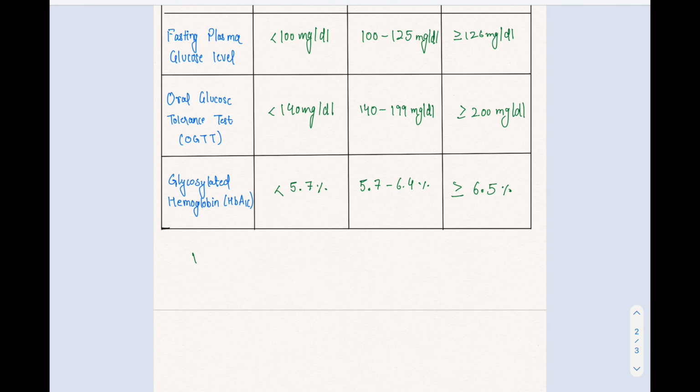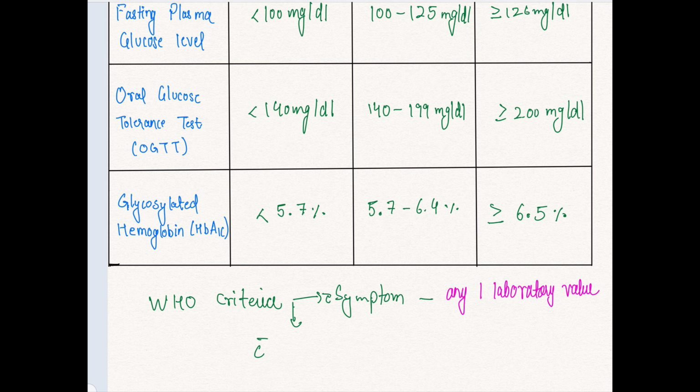So now let's talk about the WHO criteria. According to the WHO criteria, if the patient is presenting with the classical hyperglycemic symptoms, that is polyuria, polyphagia, and polydipsia, then we just need one laboratory value in the diabetic range to confirm the diagnosis of diabetes. So if from the fasting blood glucose level or the random blood glucose level or the glycosylated hemoglobin level, any one of the values falls in the diabetic range, we can diagnose it as diabetes.